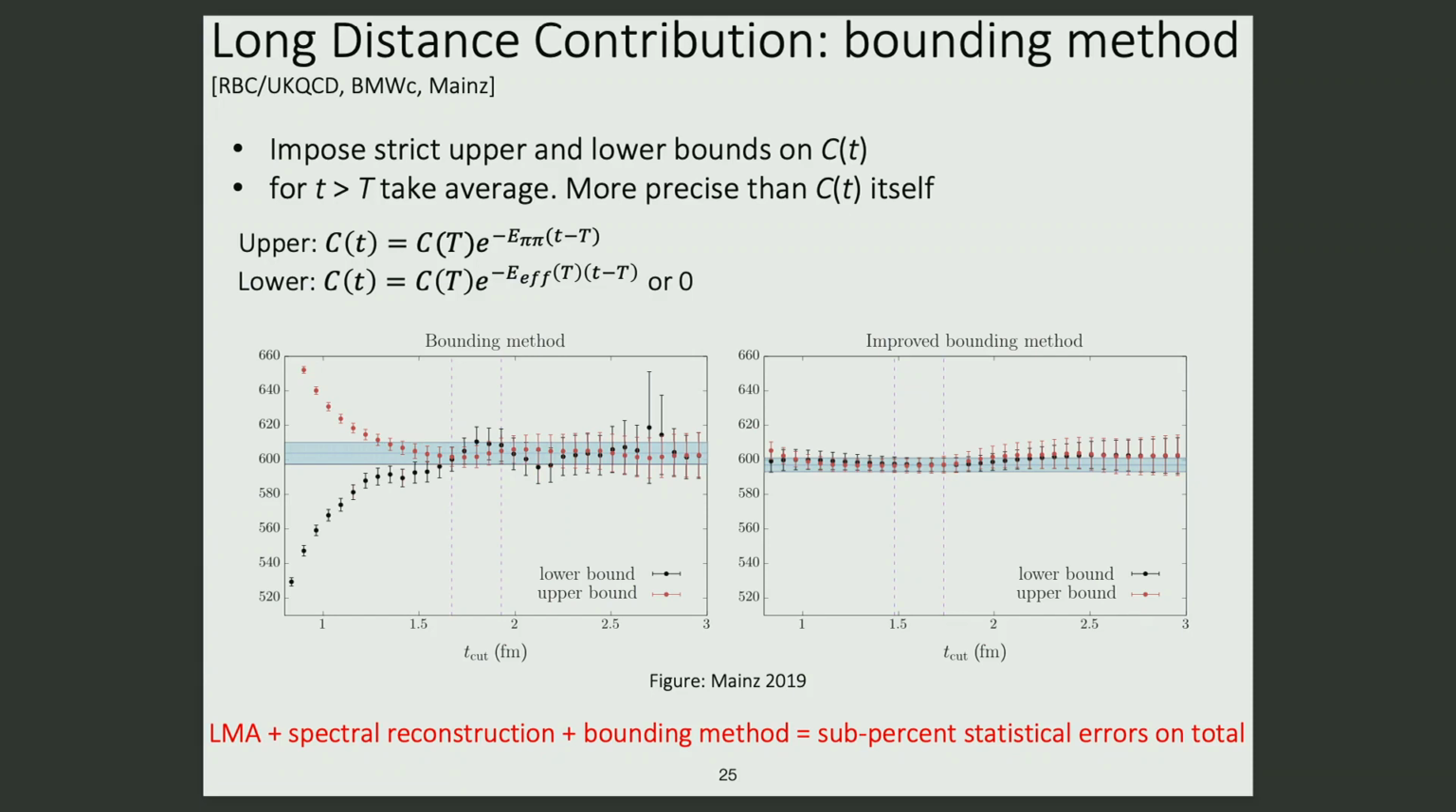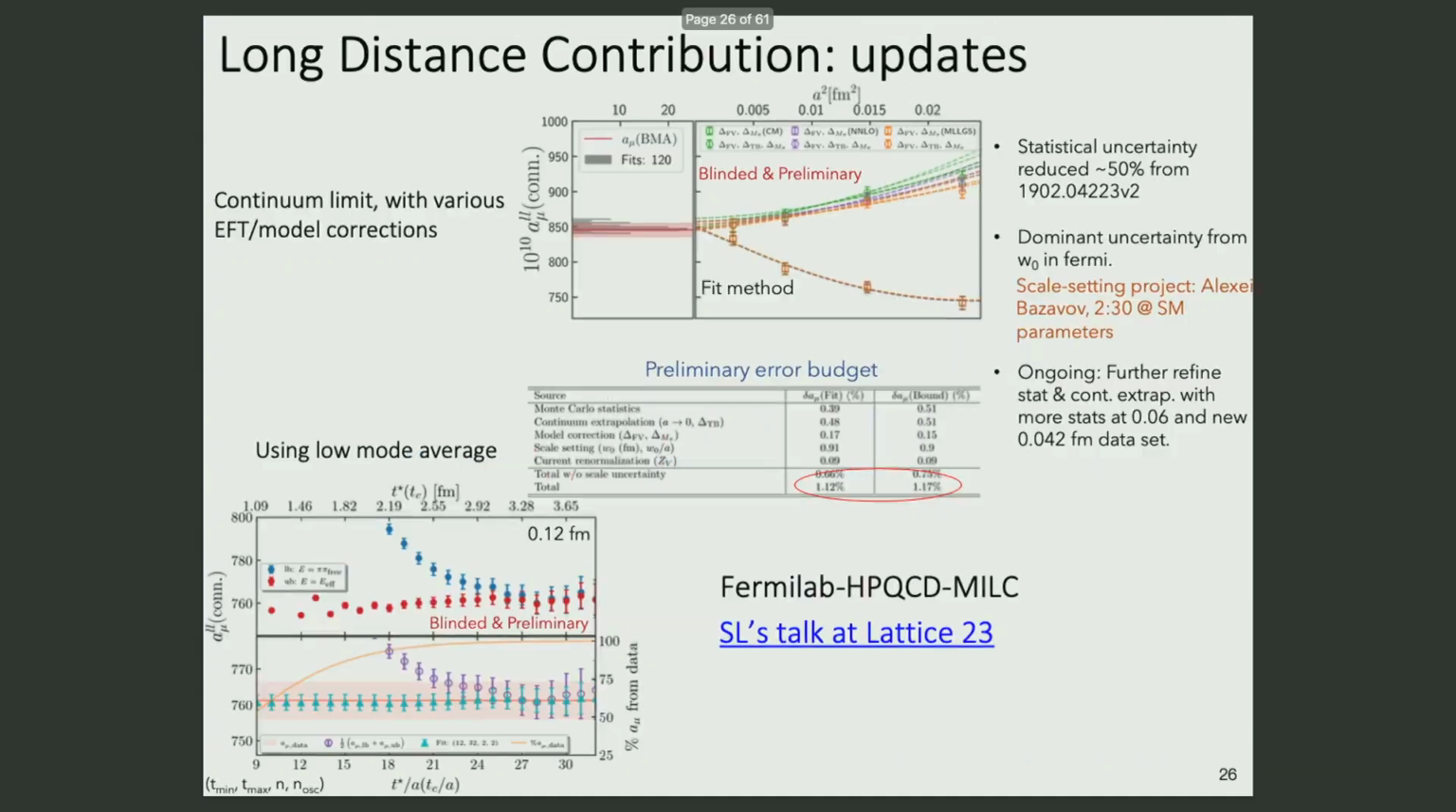And there's an improved bounding method that has to do with this reconstructed tail that I mentioned, but I won't go into the details. So those three things allow us to do a calculation of the long distance part with some precision. Now, just quickly, there are some updates. These are all things that were talked about at the Lattice meeting, and you can click on links to go to those talks at the Lattice meeting, so I won't spend a lot of time on these.